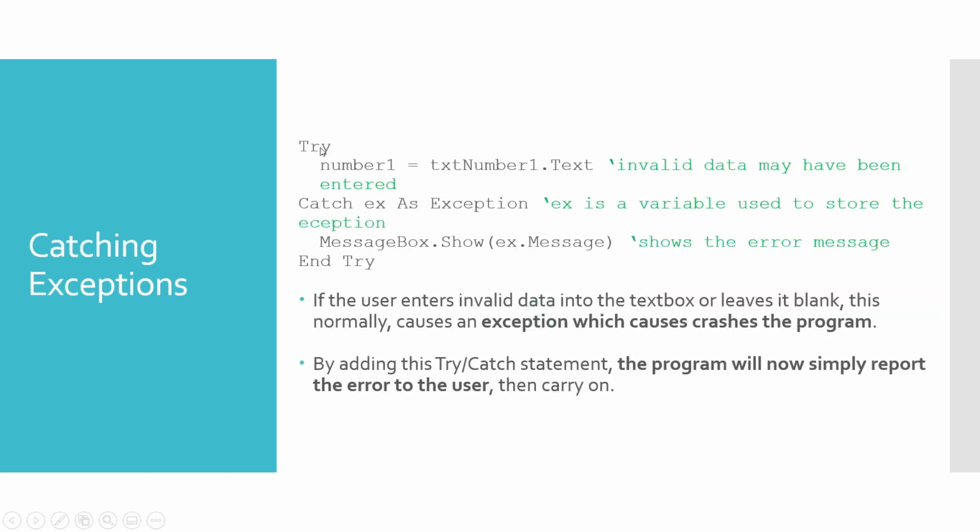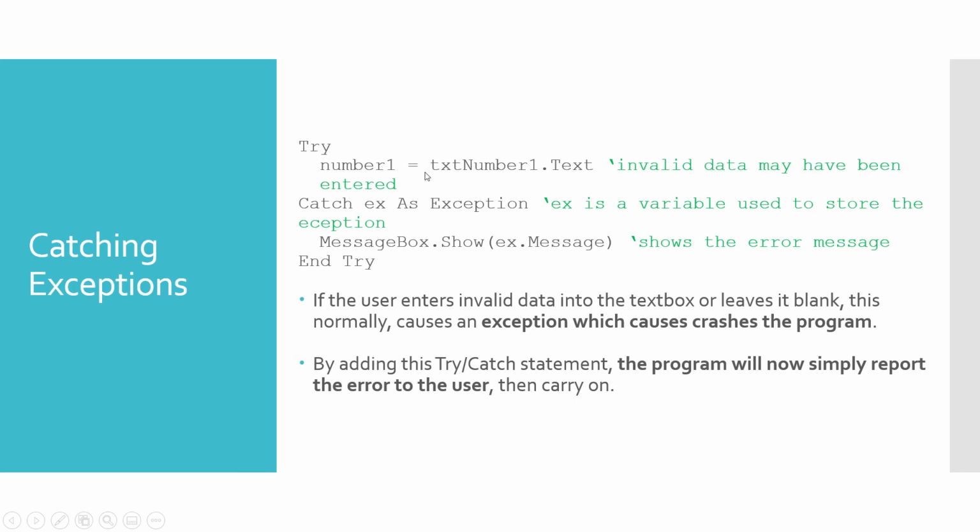Here's an example. We're going to try and take the contents of the text box and put that into number one. Now, if this text box does not contain a valid number, that will raise an exception. So in this case, we catch ex, which is the exception, and we simply show the error message for that. The alternative to these lines of code would simply be to code in your program number1 equals txtNumber1.text, this line on its own. If you had that line on its own and the user didn't type in a number in the text box, your program would just crash, keel over, and that'd be the end of it.